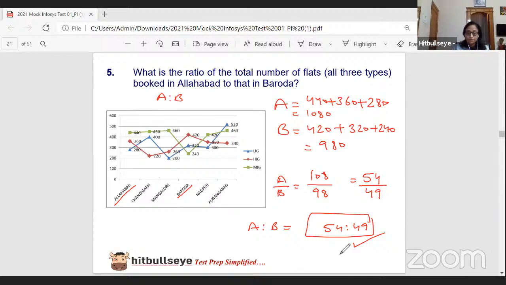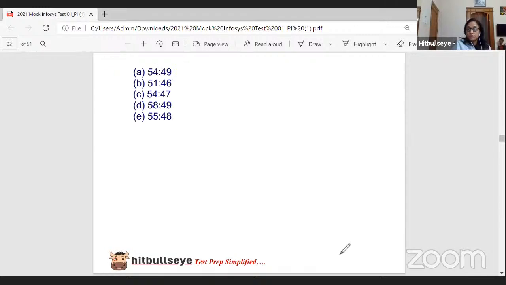Okay, let's move ahead. So the correct answer is there on the screen now. You can see the option. 54 is to 49 is given in option number A.